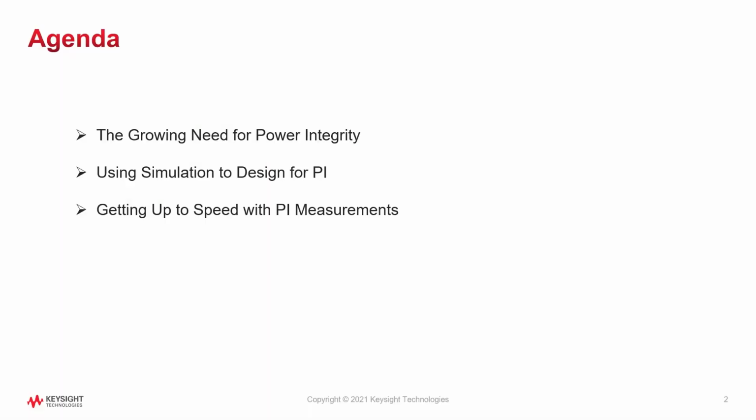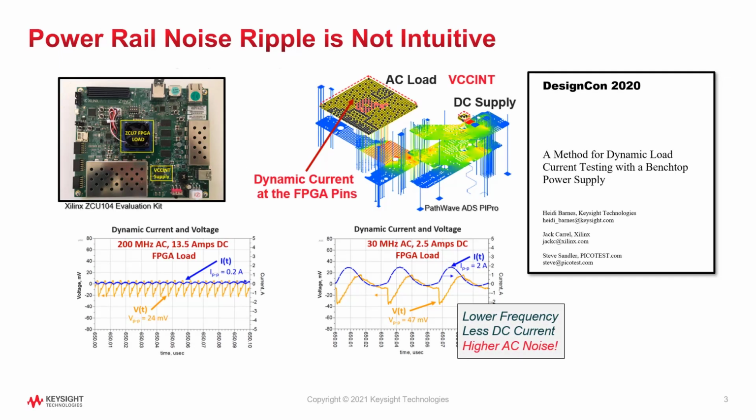From this presentation, we want to leave you with the key reasons for why there is an increasing need for power integrity, how using simulation to design for power integrity is fast becoming a required engineering skill, and what you need to know for making higher frequency power integrity measurements. Here is an example of why power rail noise is not intuitive and why simulation is needed for power integrity.